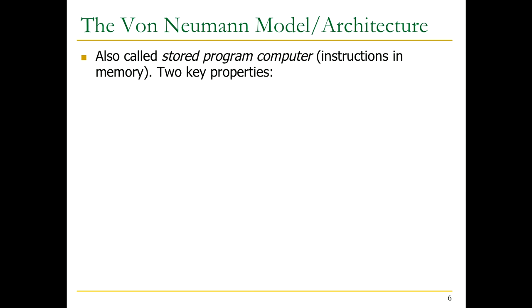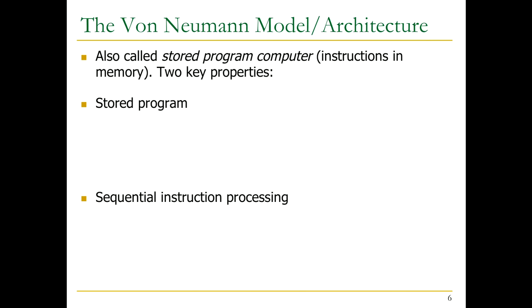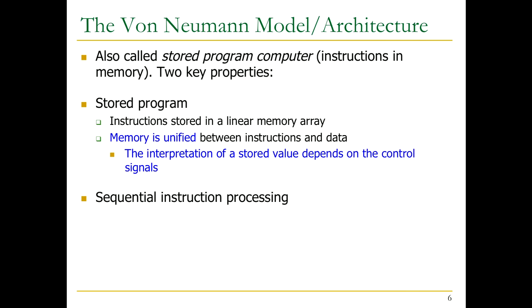Now let's go into von Neumann a little bit because I want to make sure that you guys get this one for sure. Basically, it's also called the stored program computer. 2 key properties, as we just discussed. The stored program itself. Basically, you have instructions stored in a linear memory array, just like MIPS, right? Memory is unified between instructions and data, and the interpretation of a stored value depends on the control signals, right? Whether you interpret a value stored in an address as an instruction or data depends on the control signals.